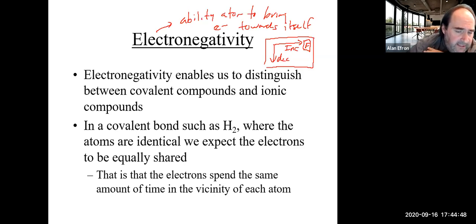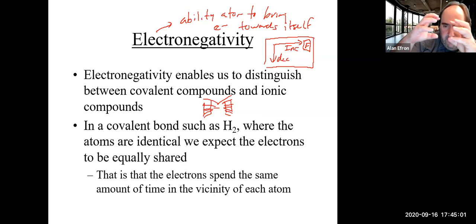So if we had something like H2, because they're both hydrogen, we would expect the electrons to be attracted to the hydrogen on the left and the hydrogen on the right relatively equally. So they're going to be equally pulled in each direction. And we would expect that the electrons would stay in about the same location, not really going one way or the other in that type of bond.